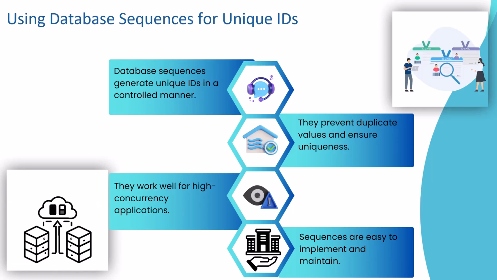Here's a lifesaver for ID generation: database sequences. These little helpers make sure IDs are always unique, much like assigning student roll numbers. They work like magic in busy systems, preventing duplicate disasters. And guess what? They're super easy to set up. If only organizing a closet was this simple.